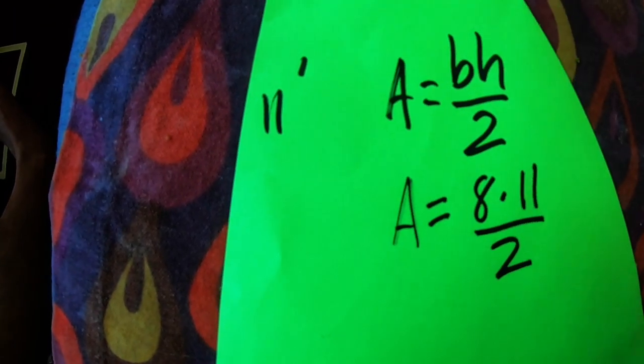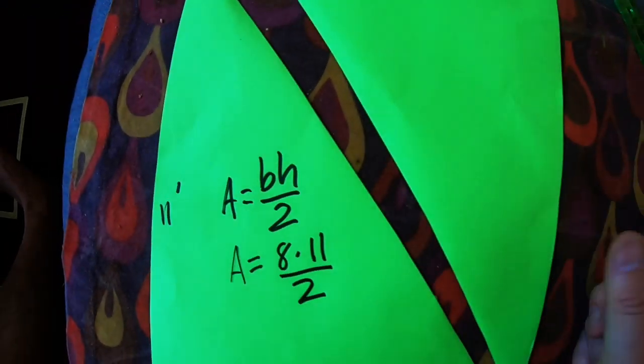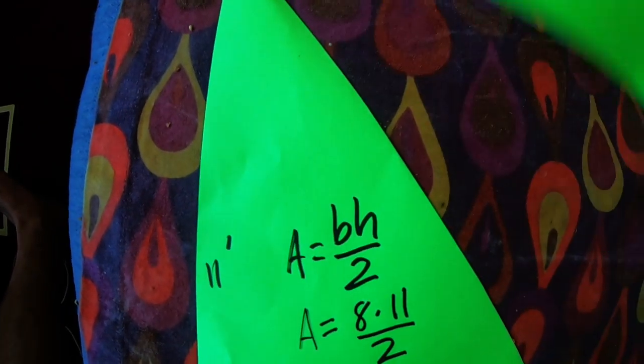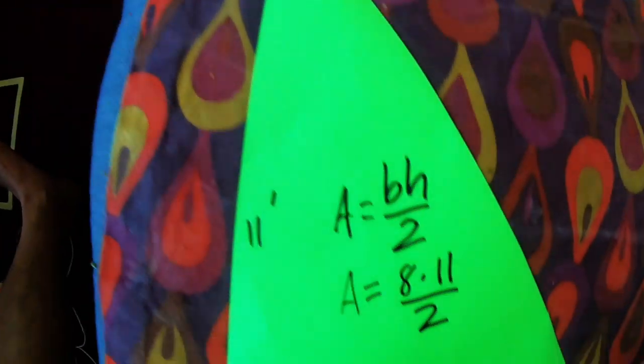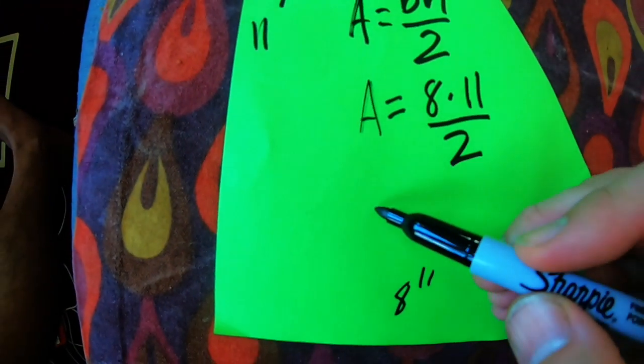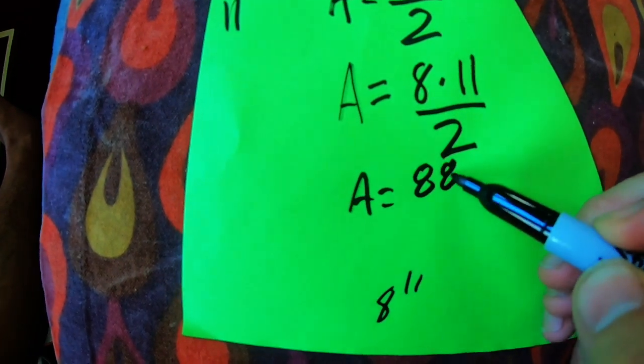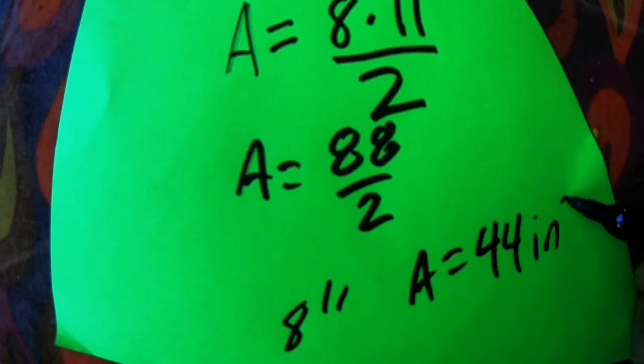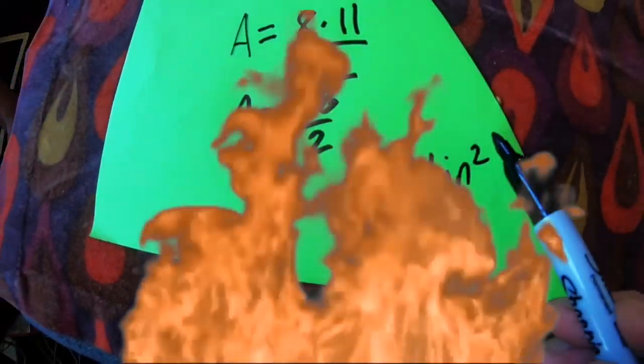And that's going to be 88, but we still have to divide that by 2. So if I did 8 times 11, that would be 88. And that would be that right there, this whole parallelogram. So we're going to divide it by 2 to get this. All right. 88 divided by 2 is 44. And that's square inches. Not so bad. Just one more step than finding the area of a parallelogram.